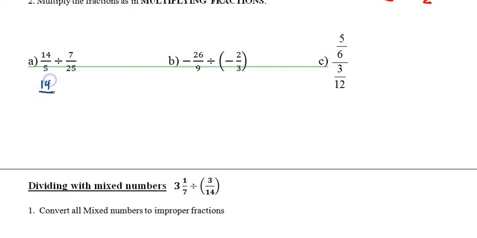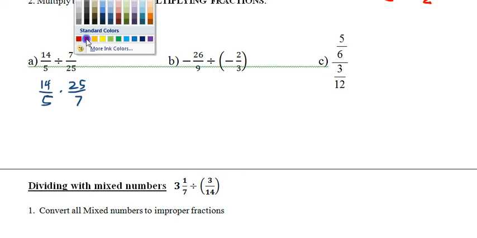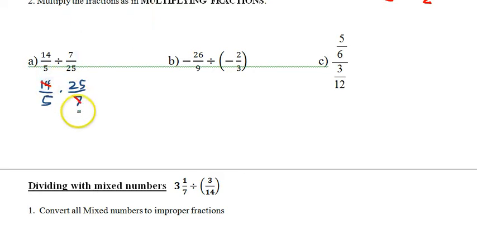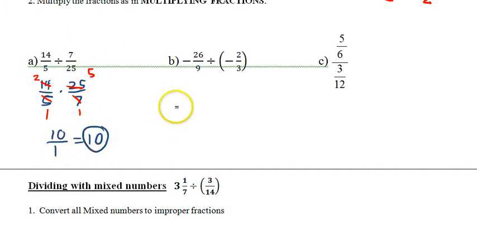This is 14/5 times 25/7, and now it's a multiplication. That's all you have to do is flip the second number, we get multiplication. Now we can reduce. 7 and 14 both contain a 7. 5 and 25 both contain a 5, so we get 25 divided by 5 is 5, and 1. And then now we can multiply straight across, and that's 10 over 1, which is 10, a nice number.